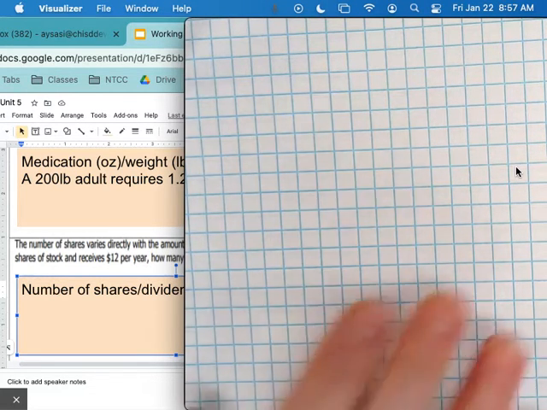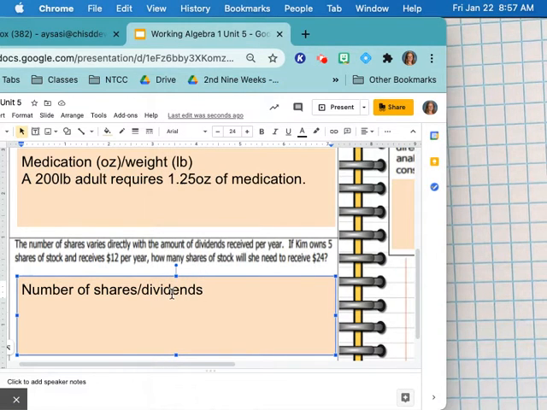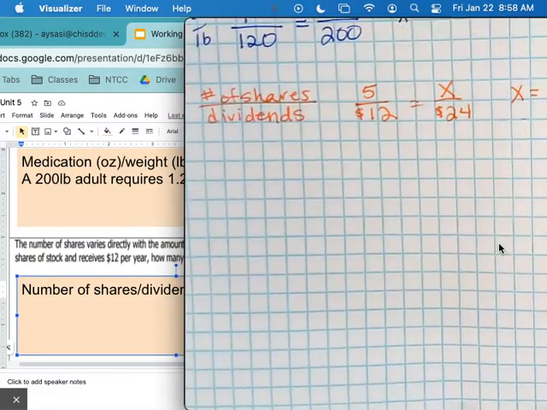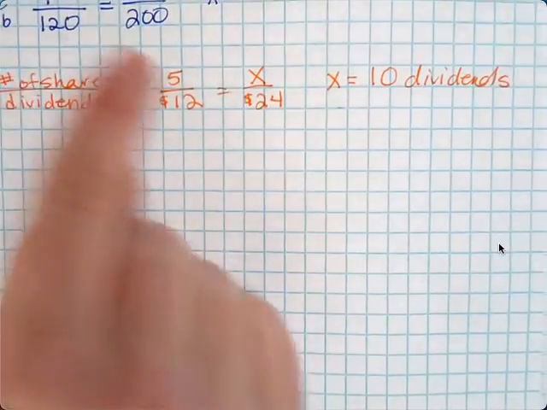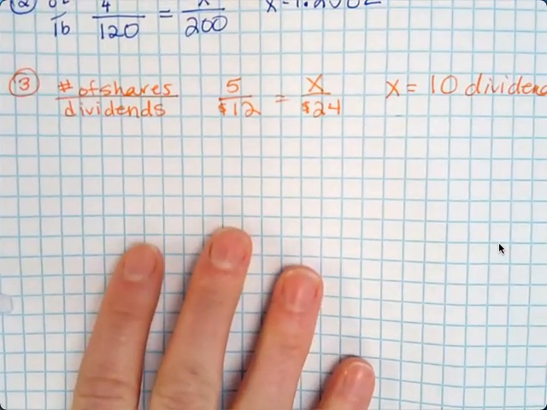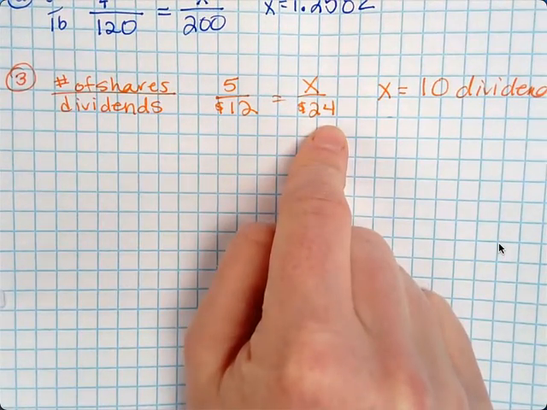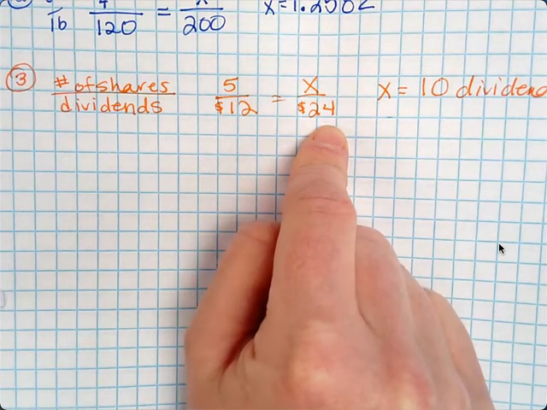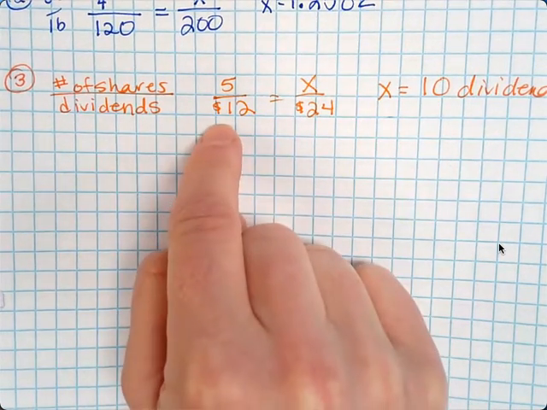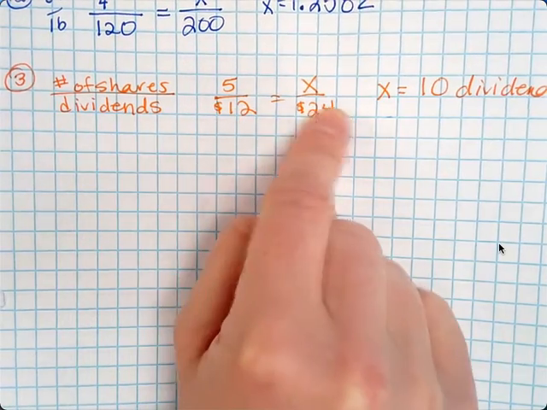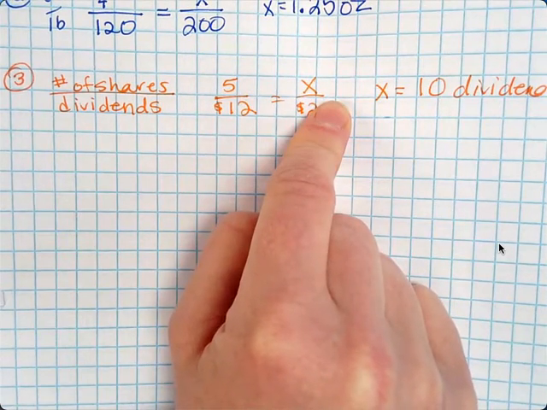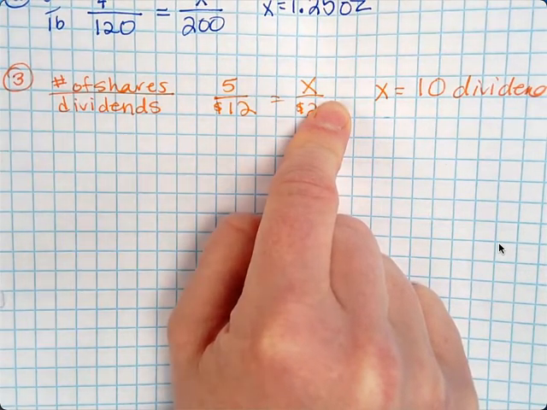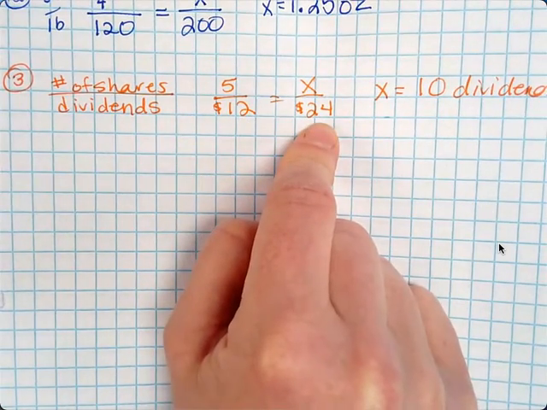Dividends. Did I spell it wrong? No, I spelled it right. Yeah, dividends. Okay, so this is what I wrote down. I wrote down shares over dividends. So 5 shares earns $12. So X shares earns $24. When you cross multiply and divide, or if you just look here, see how if you double 12, you get 24. So then you can do the same thing here, double 5 to get 10. So you're doubling your shares, which in this case, whenever it's proportional, it doubles your dividends.